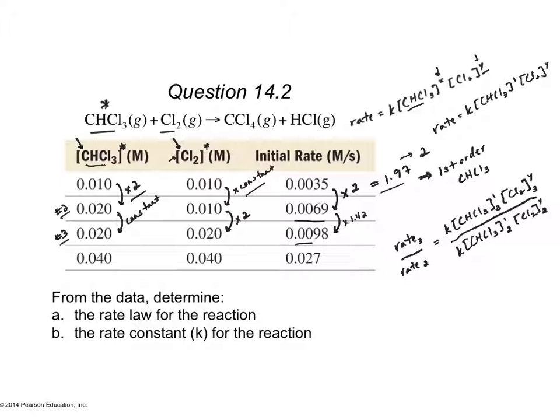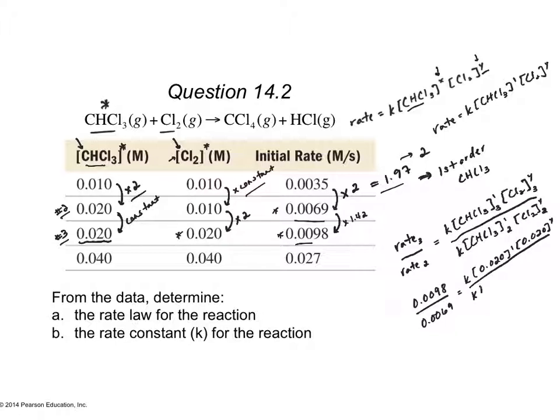I'm going to go ahead and plug stuff in. So the rate for experiment 3 is 0.0098. The rate for experiment number 2 is 0.0069. This is going to be equal to K, some unknown, times the concentration of CHCl3 in experiment number 3, 0.020. This is raised to the first power because we already figured that out, times the concentration of Cl2 in experiment 3. So this is 0.020 raised to the y.